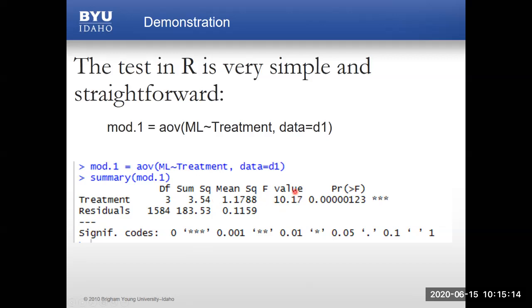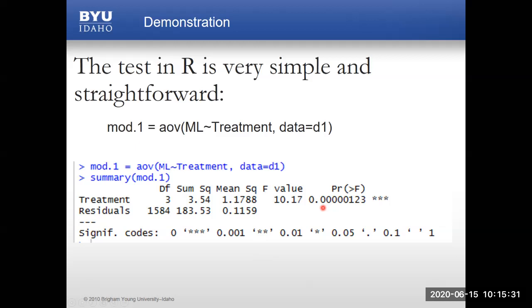Here's my F statistic, that's 10. 10 is bigger than 2.61, so I reject the null hypothesis. My p-value is 0.000, which is less than 0.05, so I reject the null hypothesis.